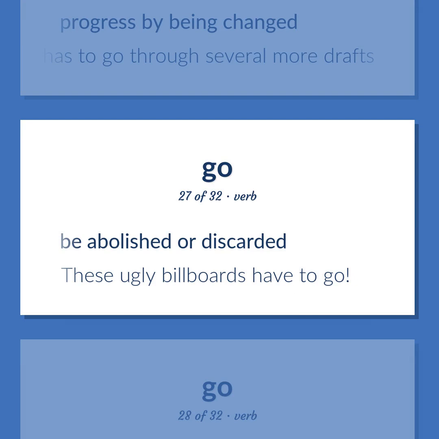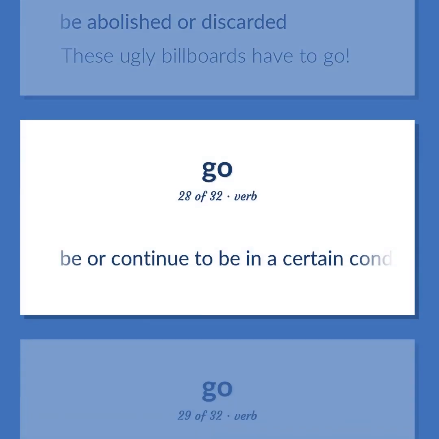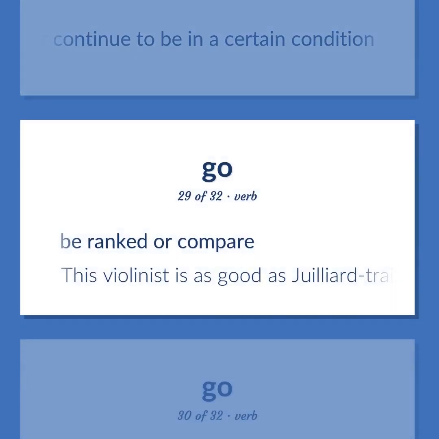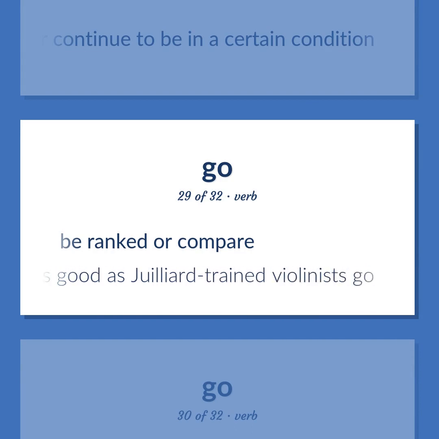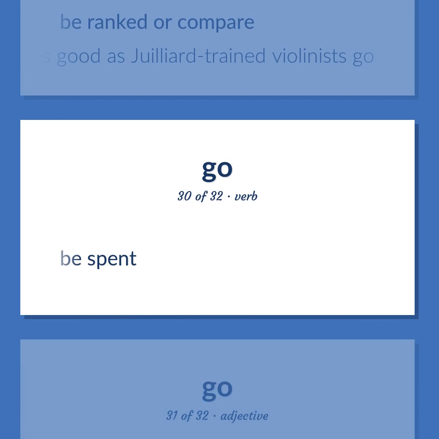Be abolished or discarded. These ugly billboards have to go. Be or continue to be in a certain condition. Be ranked or compare. This violinist is as good as Juilliard-trained violinists go. Be spent.